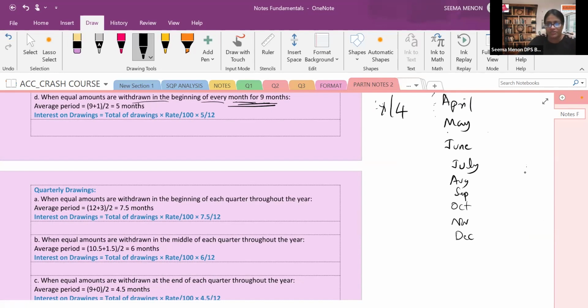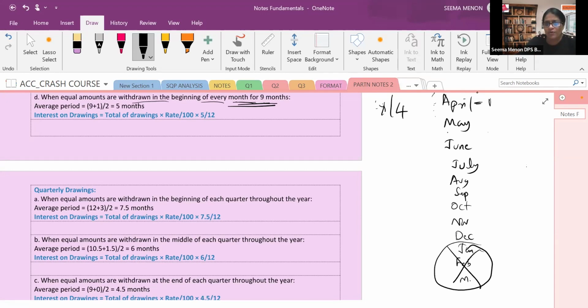Now, new year will start, that is January, because our financial year is from April to March, then February, then comes March. Here, this person is withdrawing in the beginning of every month for only 9 months. That means in these 3 months there is no withdrawal, ignore this. Done. So in the beginning of every month, he withdraws.